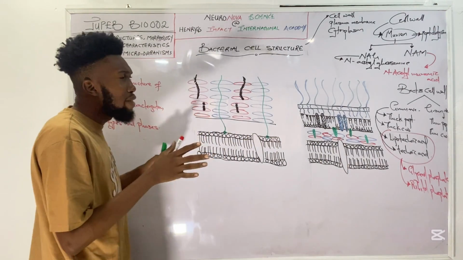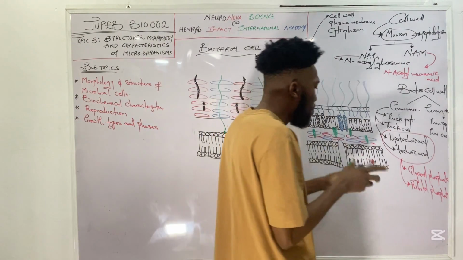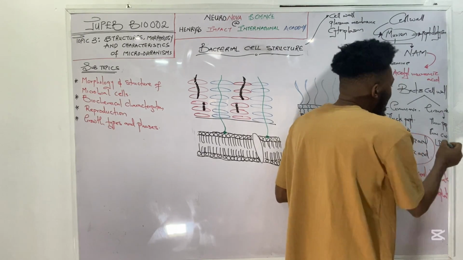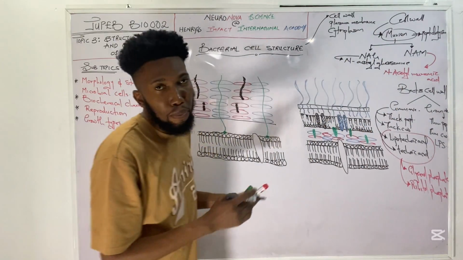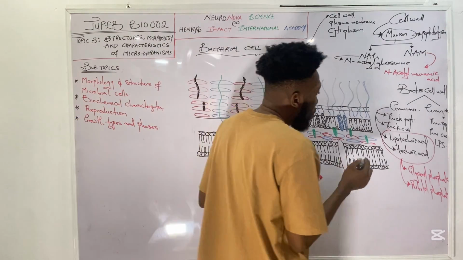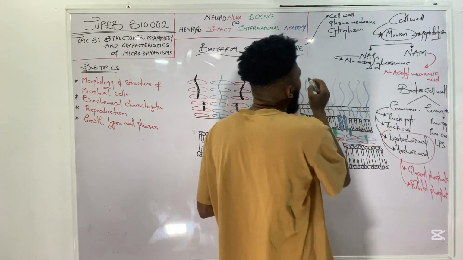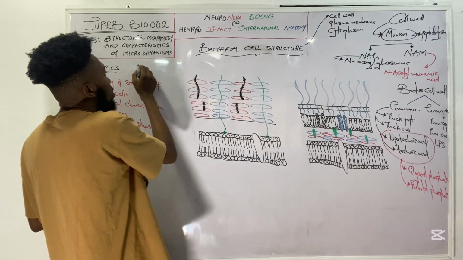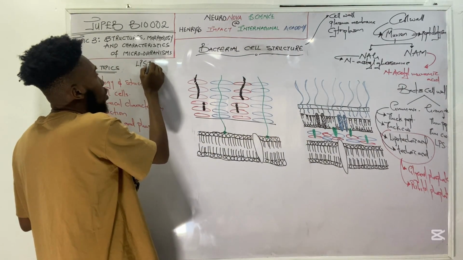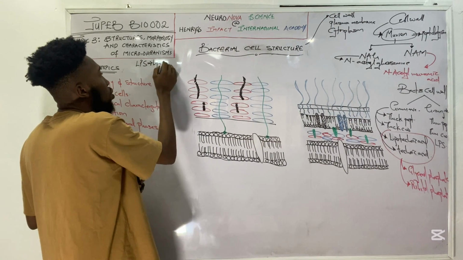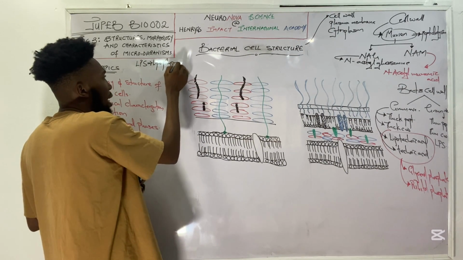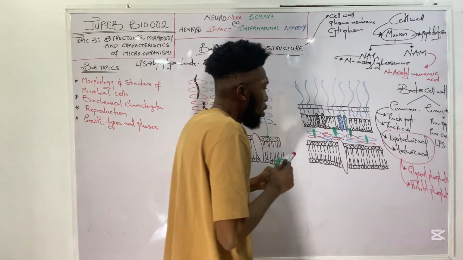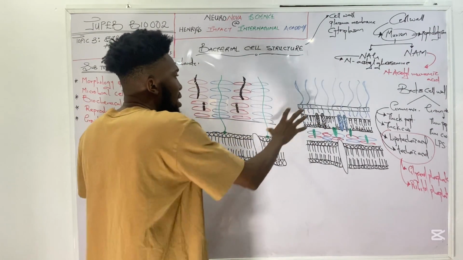So in gram negative, what we really have there is LPS. In gram negative, we have what we call LPS, that's lipopolysaccharide. So when you hear LPS, it simply stands for lipopolysaccharide. Let me just put that here so you don't forget that. So LPS stands for lipopolysaccharide.